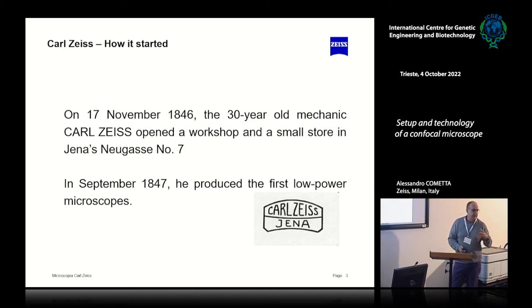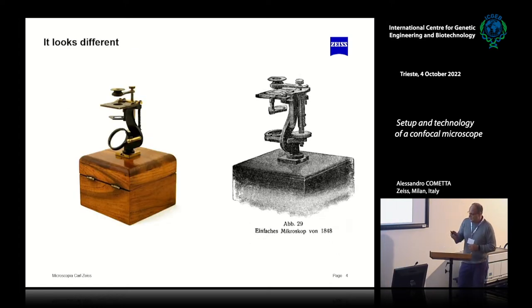So he produced instruments to measure both mechanical and optical results. This is the first microscope, and the funny thing is that the microscope is just this part. Everything else is the stage, the place to put the slide, and then the light source, the sun, and so on. Now it's of course very different from the microscope of today.